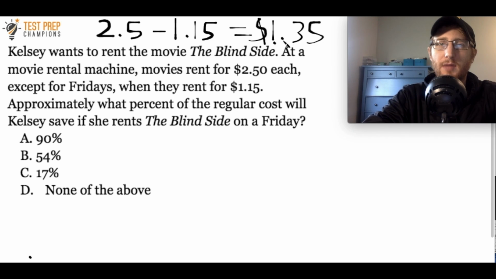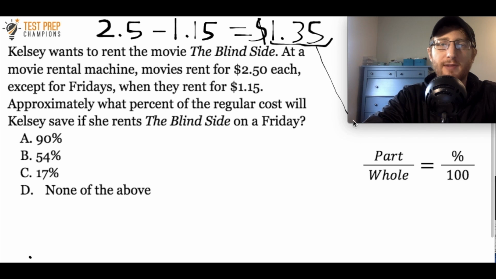So now that we know the amount of money she'll save by renting on a Friday, we need to figure out what percent of the regular cost she'll save if she rents on a Friday. So to do this, we can bring out the percent formula, which is part over whole equals percent over 100. The part is always going to be the smaller number. So we're going to take this 1.35 and plug it into the formula for the part. And the whole is the 2.5. So I'm going to take 2.5 and plug it in here for the whole.